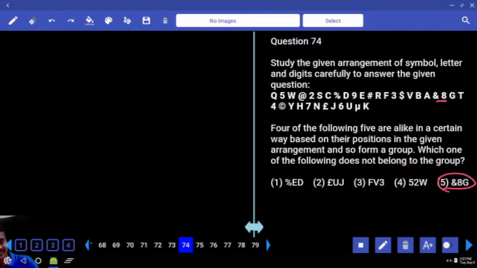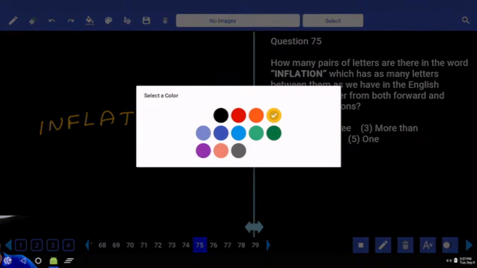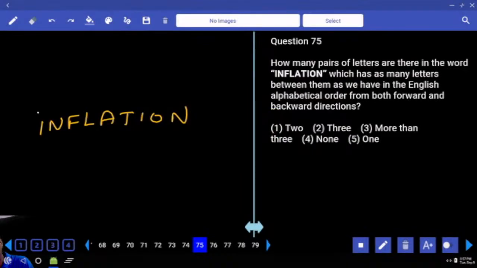Then next one, 75. Now inflation, INFLATION. In this word inflation, how many pairs of letters are there? I, J, K, L, there is a pair. M, N, O, P, Q. N, O, P, Q, R, S, T, U. F, G, H, I, J, K, L. L, M, N, O, P, Q. And forward, how many? There is only one.